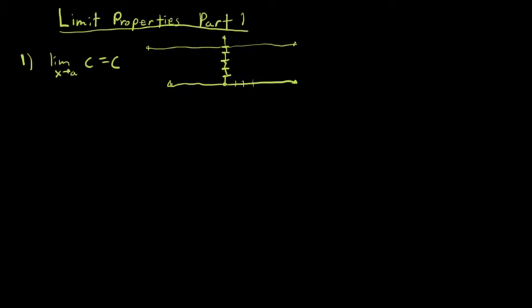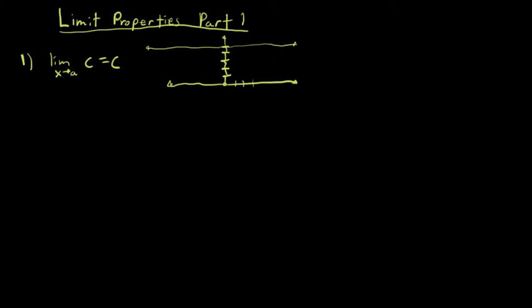Okay, so in this video we're going to be taking a look at some limit properties, and these properties will ultimately help us solve a good deal of the limit problems that we're going to be taking a look at in future videos. So the first property is the limit as x tends to a for some constant c is equal to c.